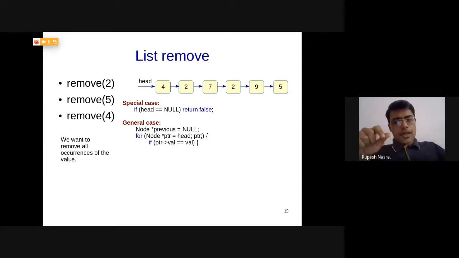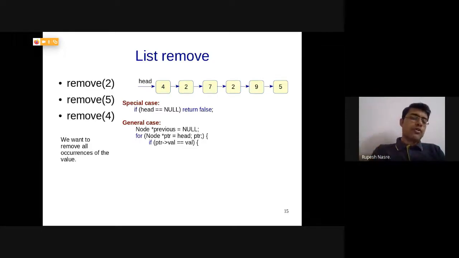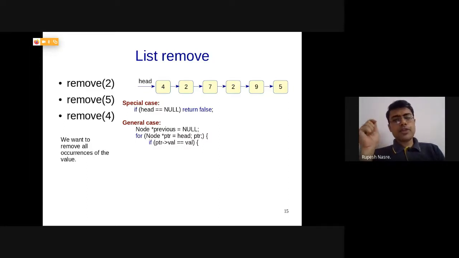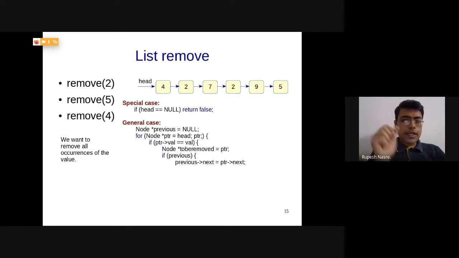Now at this stage, what I need to do essentially is that the previous arrow next should point to ptr arrow next, right? So the previous one, J, should point to Viru arrow next. That is what we should be doing. But that previous might be null, in which case previous arrow next is invalid. So I have to be a little careful on that part, right? So the node to be removed is essentially ptr.